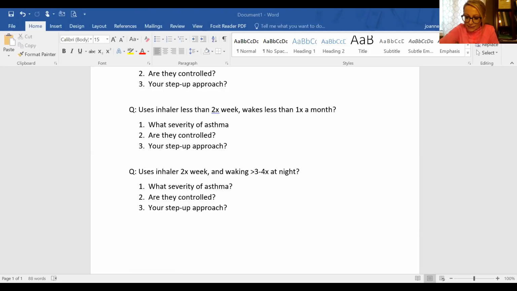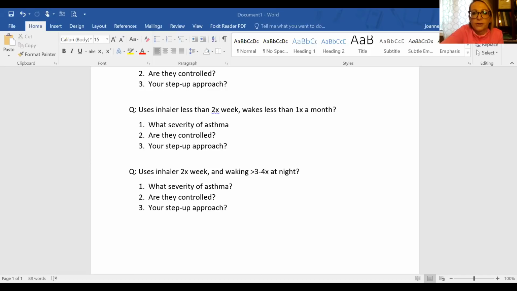Okay, so this looks good, right? Because this is less than or equal to 2 times a week. And they are having nighttime symptoms less than once a month. So that would be right here. Okay, so they're in their intermittent severity, right? So that means they should definitely be on a SABA, right? Because all of our asthma patients are on a rescue inhaler. But what do you do? Do you step them up or step them down?